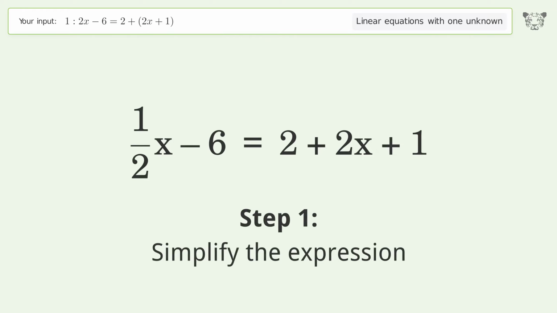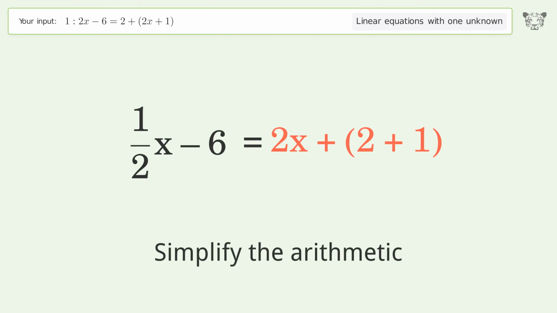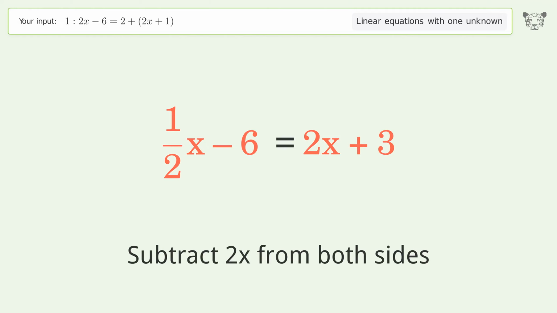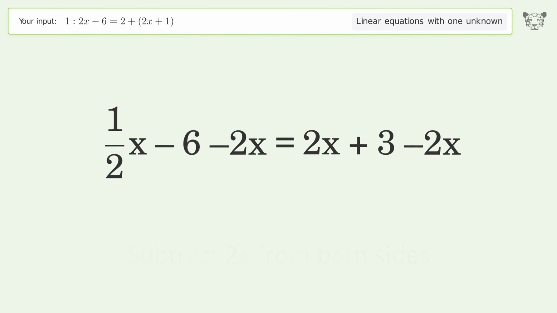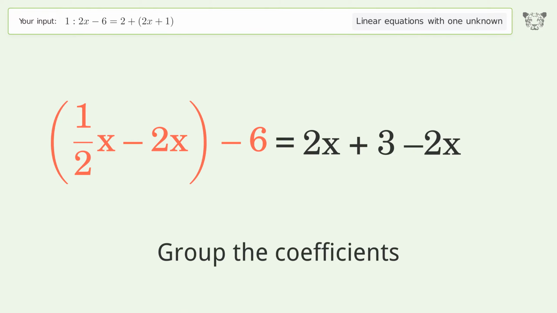Simplify the expression. Group like terms. Simplify the arithmetic. Group all x terms on the left side of the equation. Subtract 2x from both sides. Group like terms. Group the coefficients.